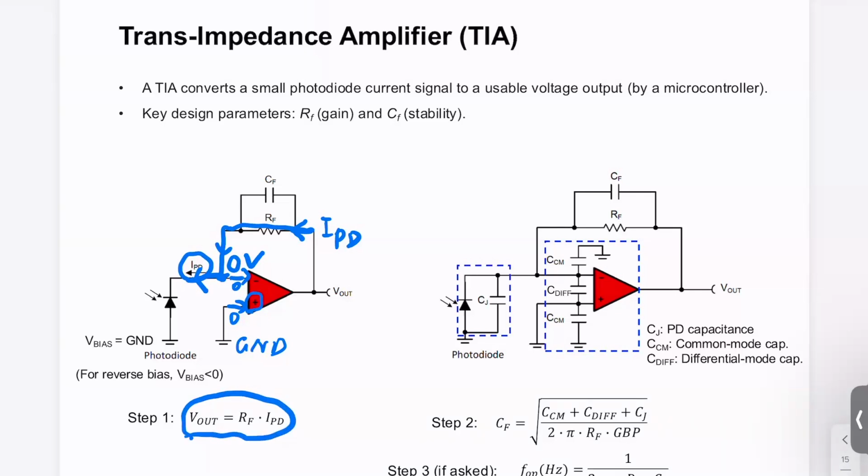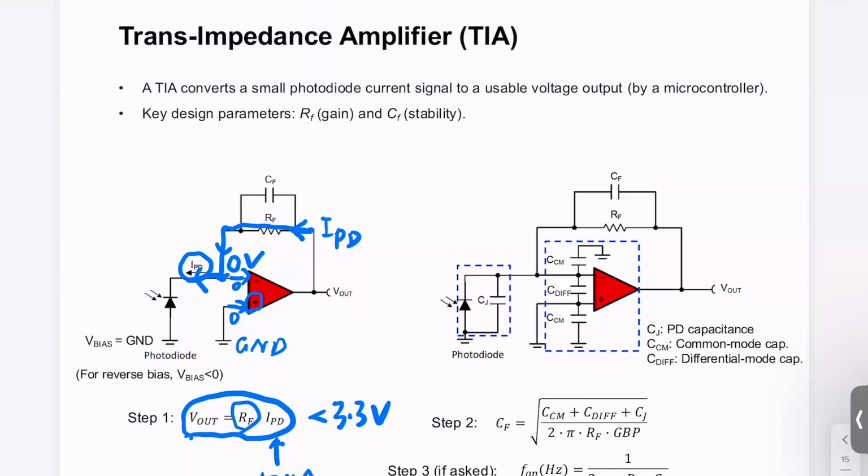So for our microcontroller, the Vout has to be, let's say, smaller than 3.3 volts. And you typically have a photocurrent of maybe around 10 microamps for a photodiode, so that gives you your resistor value.